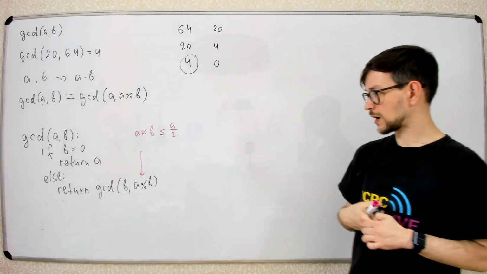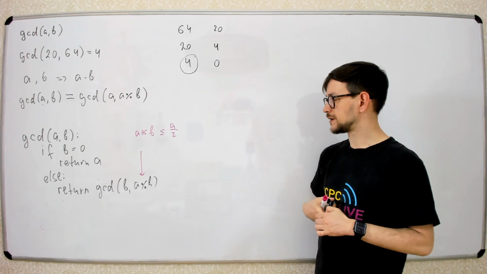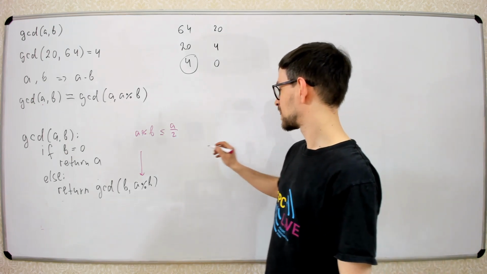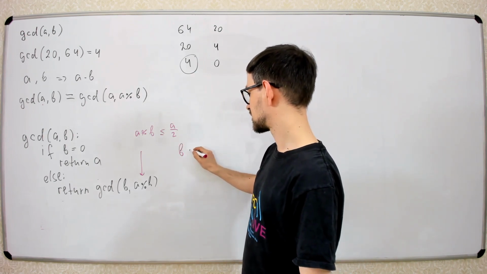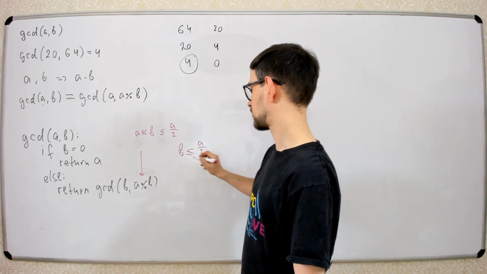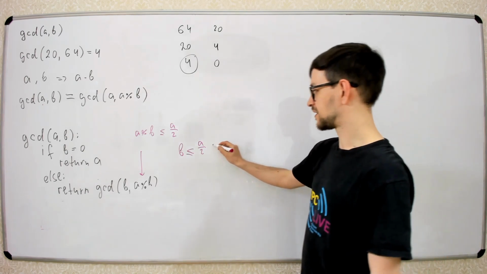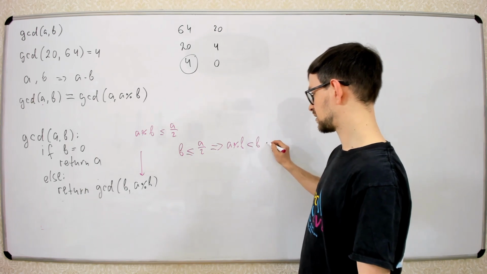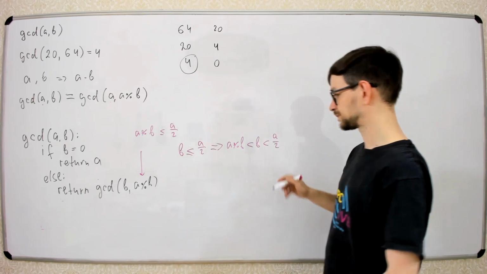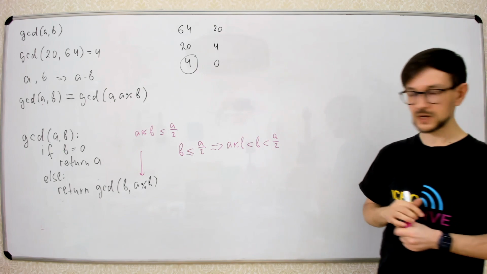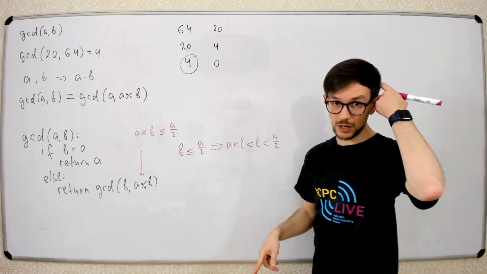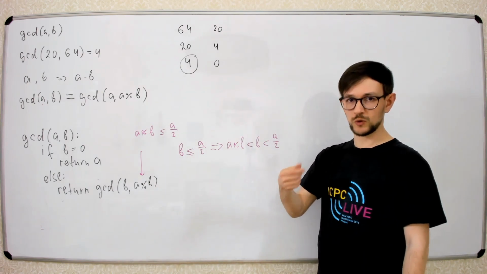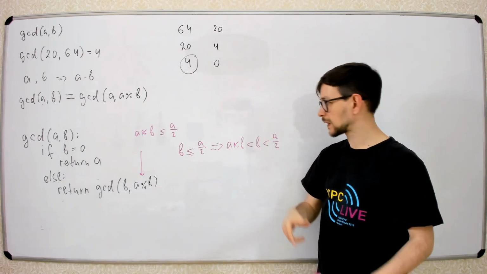Why is it true? Let's see. Let's make two cases. If B is less than A over 2, then A modulo B is less than B, so it is less than A over 2, right? So if number B is less than half of A, then this modulo will be less than half of A. So we will decrease number A at least twice.